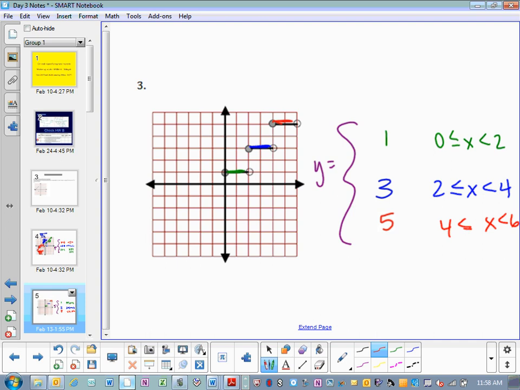What? This one is 2. Should be 2 to 4. 2 to 4. Cool. Alright.